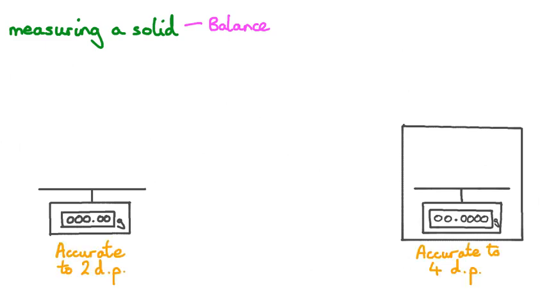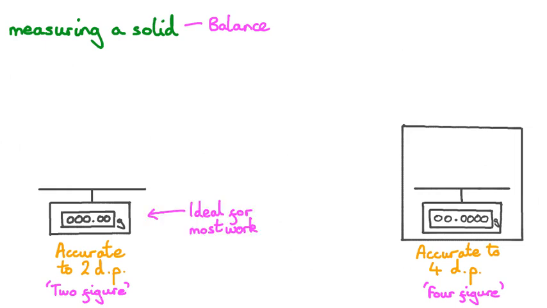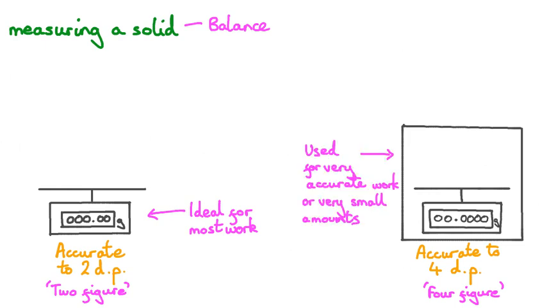The most common balances that you might come across are balances which are accurate to 2 decimal places, and sometimes balances which are accurate to 4 decimal places. You may hear these referred to as a 2-figure and a 4-figure balance. The 2-figure balance is the one which is ideal for the majority of the work you'll do. On the other hand, the 4-figure balance is used for very accurate work, or when you need to weigh out a very small amount of something.